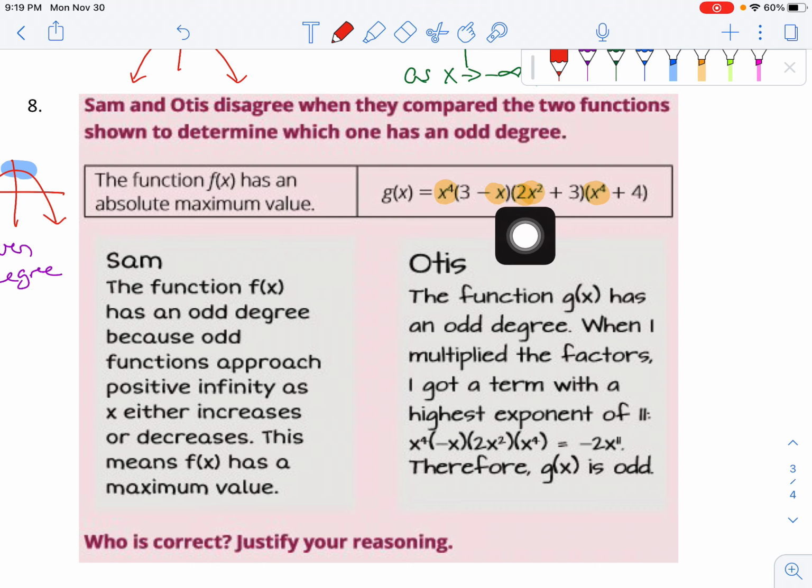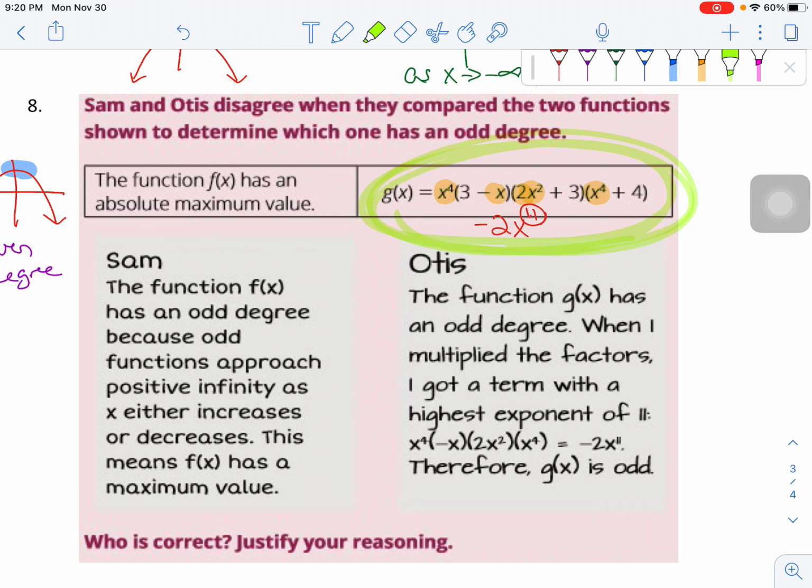So that would be negative 2x to the seventh so far, times x to the fourth, so negative 2x to the 11th. Let me double check that. 4, 5, 6, 7. Yes, so when I multiply it out, it's going to be negative 2x to the 11th. I know there's other stuff attached to that, but I am not worried about any of it. If this is the number 11, that tells me that this g of x function has an odd degree. So now let's take a look at what Sam said.